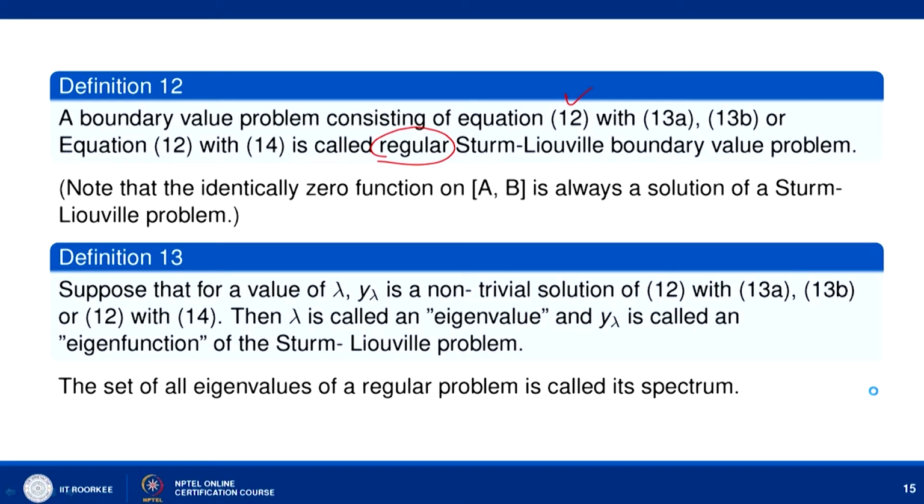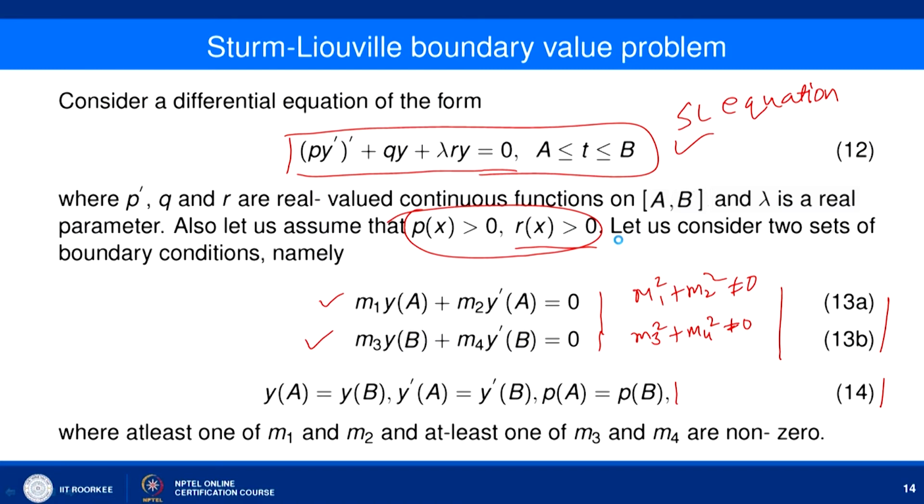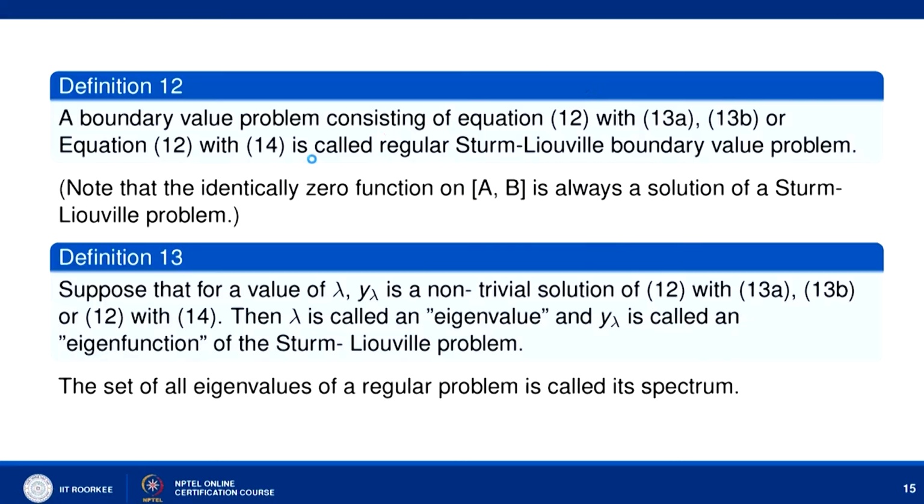It means that our problem is regular in the sense that the points a and b are finite endpoints, that neither a nor b is infinite, and the coefficient of the highest order derivative, y double dash, that is p here, is non-zero in this interval. If this happens, then we call this SL boundary value problem a regular Sturm-Liouville boundary value problem.